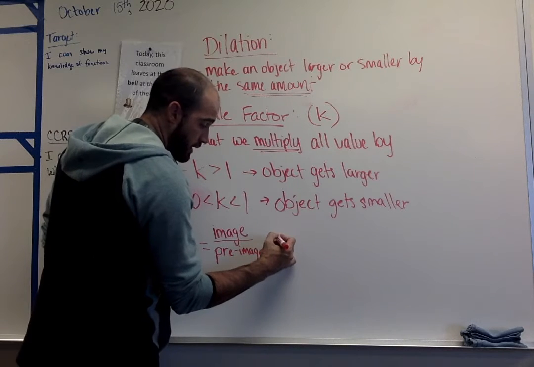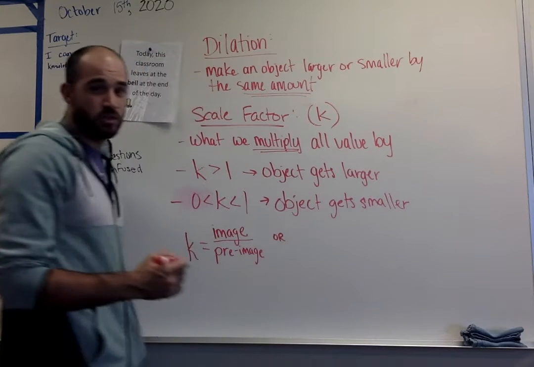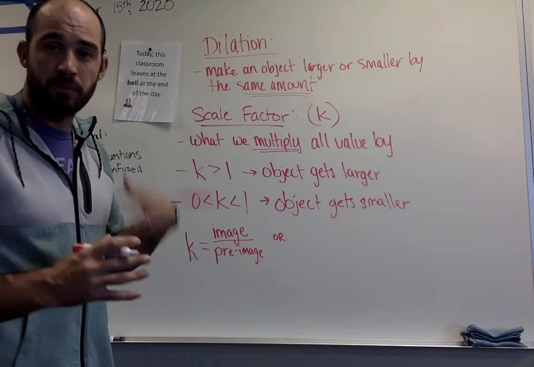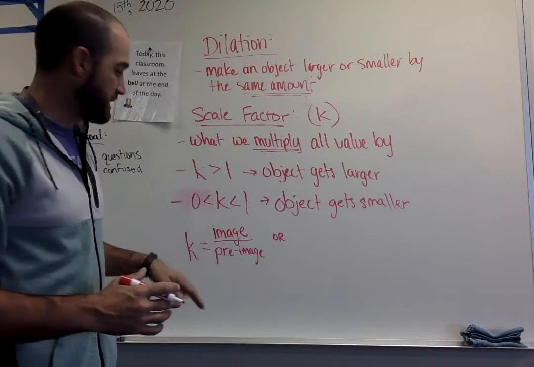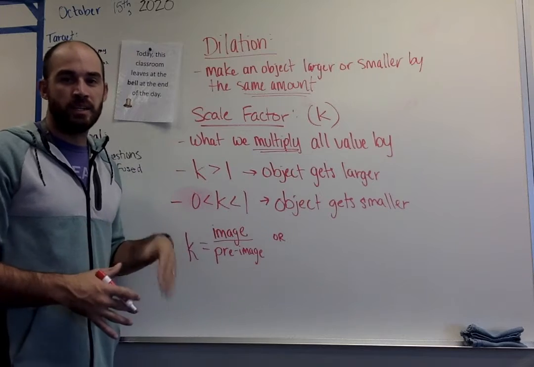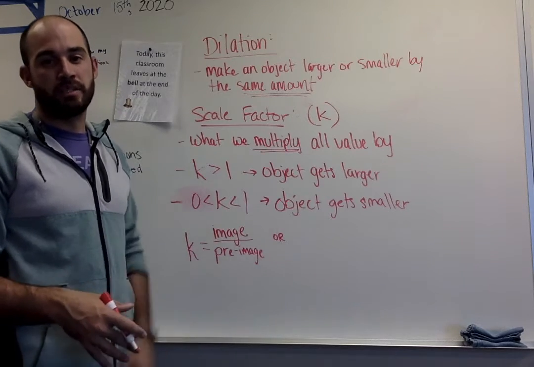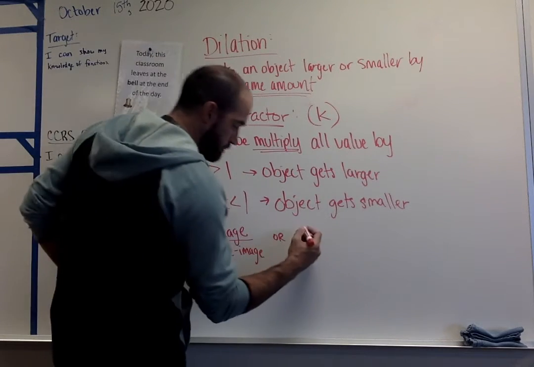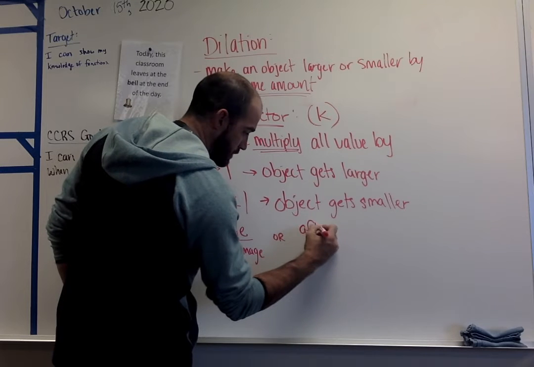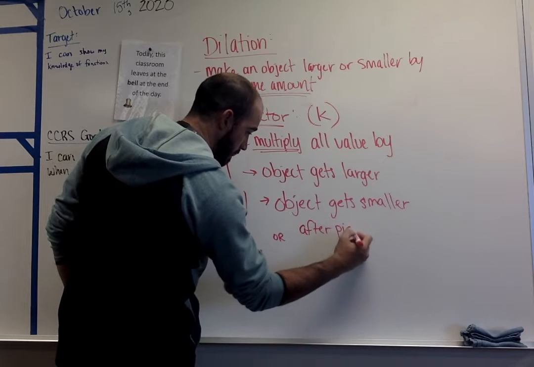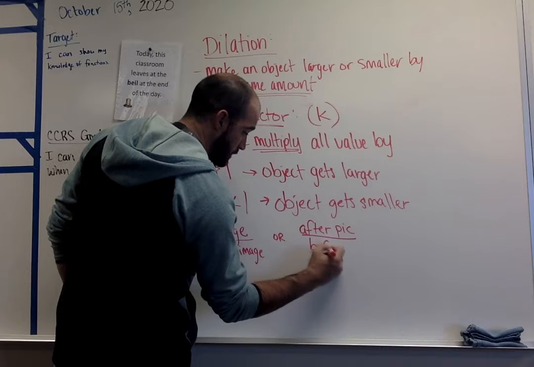Okay. Some students don't like image and pre-image, because they think of image and they're like, well, that's the picture, unless you say pre-image, and then they're like, oh, okay, that's the after picture. So a lot of times people like to think of it as your after picture divided by your before picture.